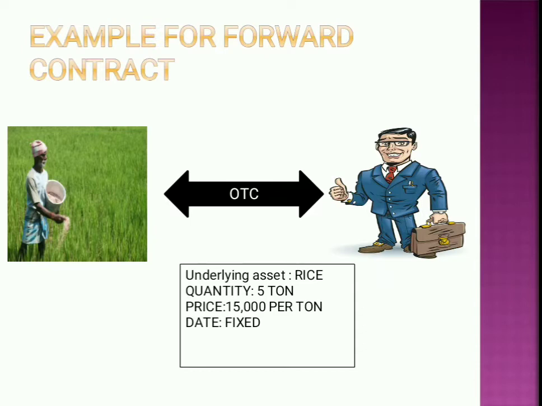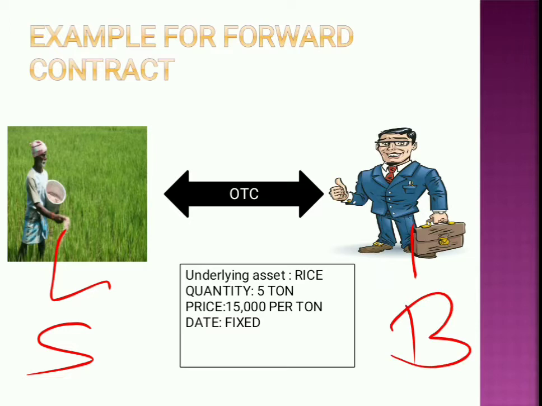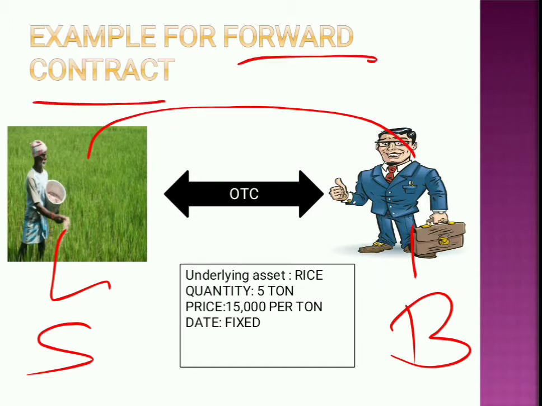Let's consider there are two parties. One is a farmer who is a seller, and another one is a wholesaler who is here a buyer. There are two parties, one is seller and one is buyer. They both enter into a contract. That contract is forward contract. So यहाँ पे forward contract हुआ है and the farmer has agreed to sell rice to the wholesaler.